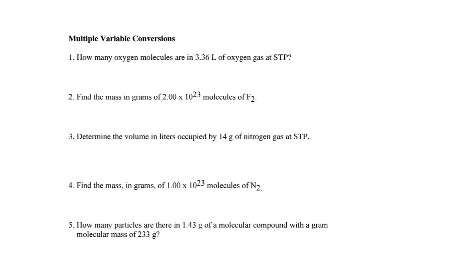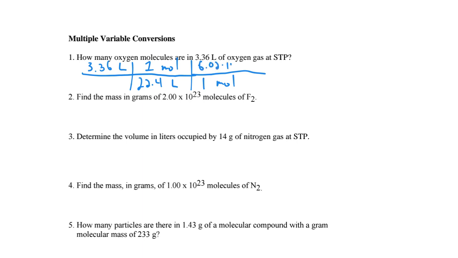All right, and let us now do some multiple variable conversions. We've got liters to molecules. So we're starting with 3.36 liters of gas, which now we can use the standard temperature and pressure conversion. That 22.4 liters of gas at STP is equal to 1 mole of gas. And then we will use Avogadro's number to convert 1 mole to 6.02 times 10 to the 23rd molecules.